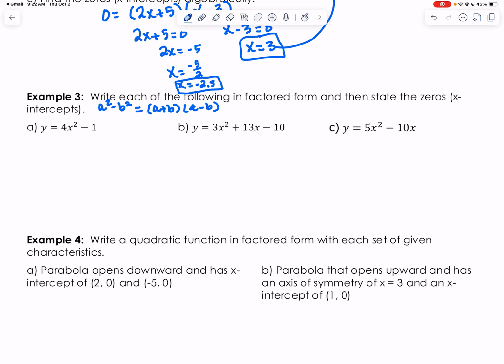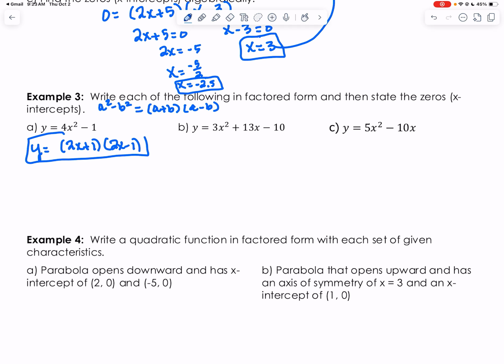It's been a while since we've done that, so I just wanted to review that with you, which means that I could put this in factored form by putting 2x plus 1 times 2x minus 1. If I was to multiply those together, I would get 4x squared minus 1. Now, so we did the first part of the answer. We can box that in.